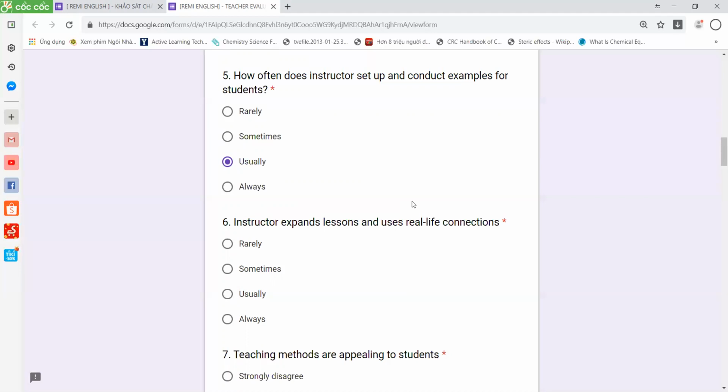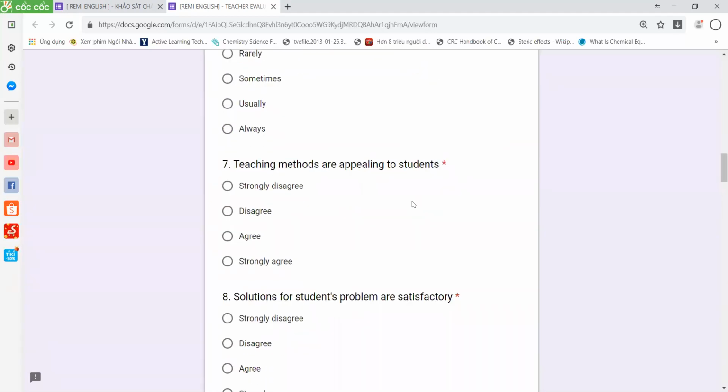Next. Teaching methods are appealing to students. There are a lot of teaching methods, and teaching methods are the way you could make your lesson more attractive to the students. So remember to use them flexibly and in various kinds.